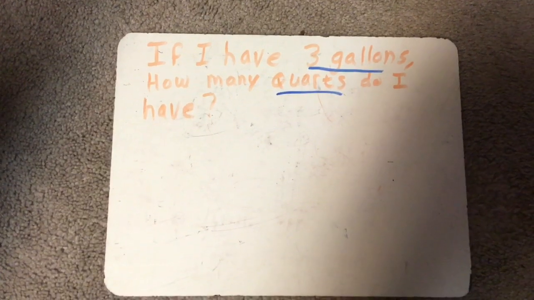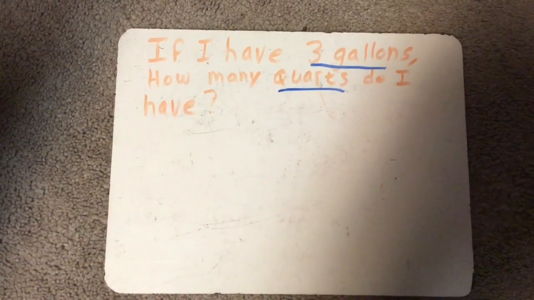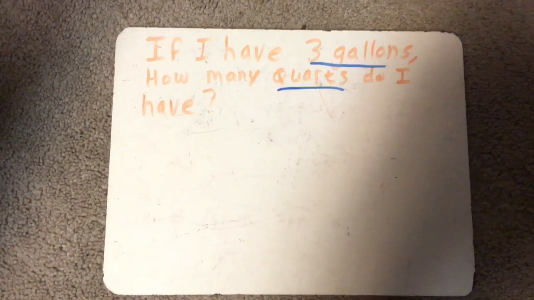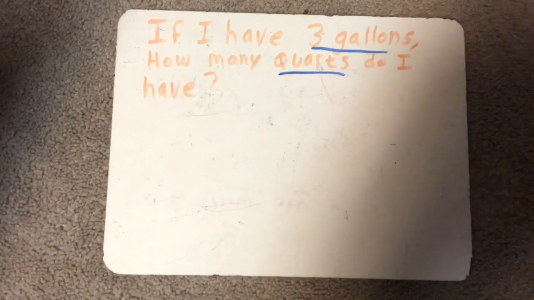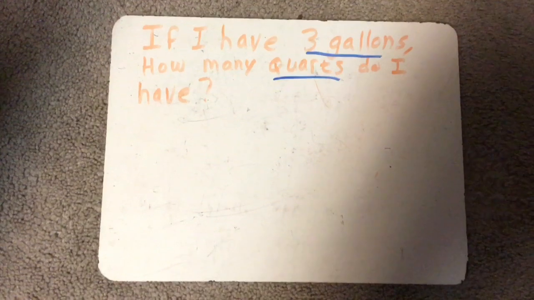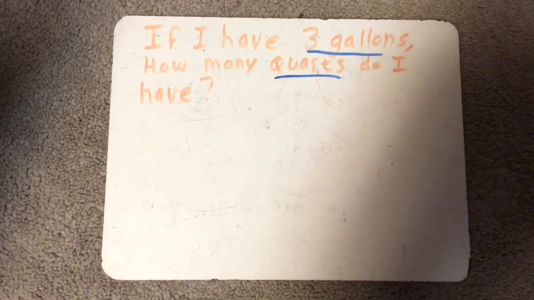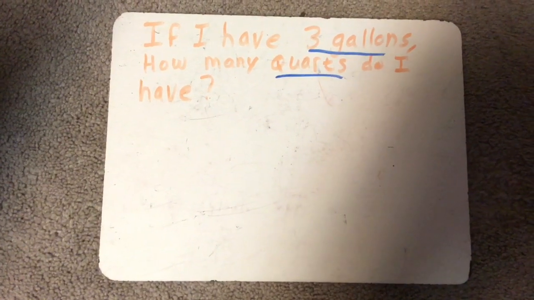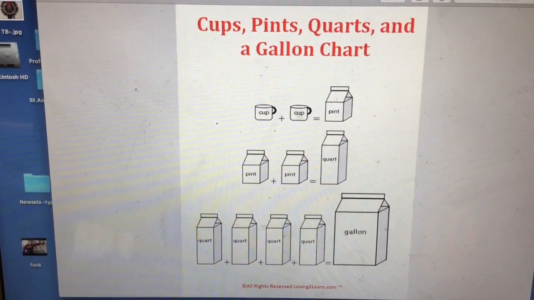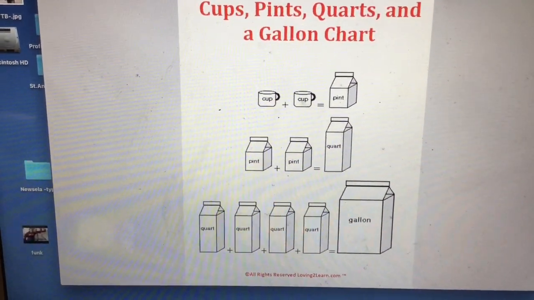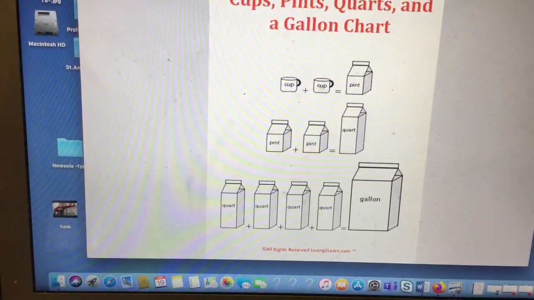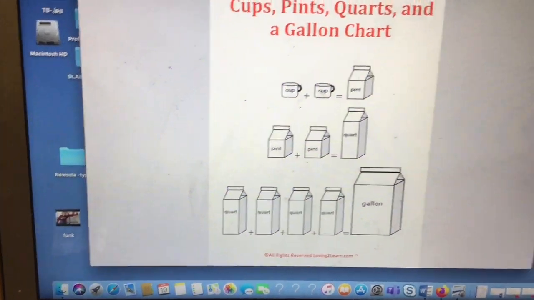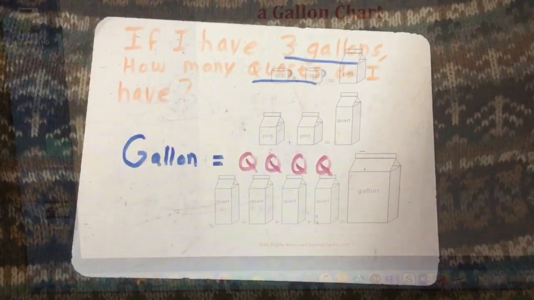If I have 3 gallons, how many quarts do I have? Okay, that's the question. I'm going to show you 2 ways to solve this question. Try to follow this example. If you're not sure, rewind it and play it again. Question, if I have 3 gallons, how many quarts do I have? Okay, that's where this chart is going to come in really handy now. According to my chart, 1 gallon has 4 quarts.